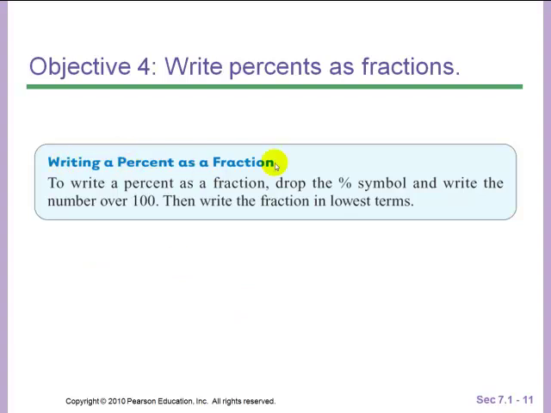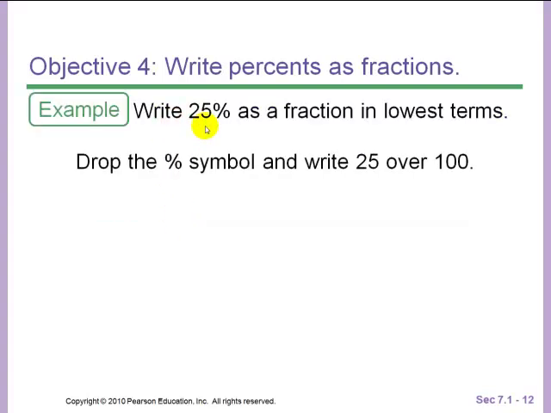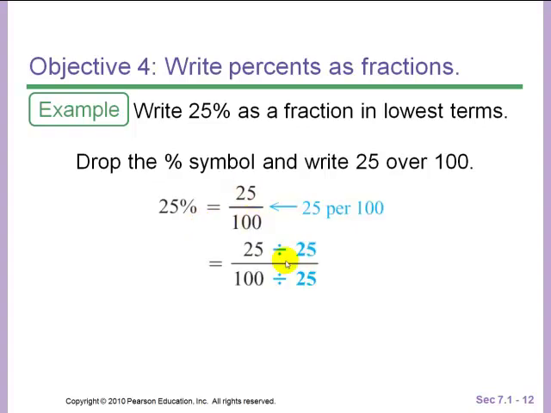Writing a percent as a fraction. To write a percent as a fraction, drop the percent symbol and write the number over 100. Then write the fraction in lowest terms. Basically, remember that percent means per 100. So if you have 25%, that's 25 over 100. Then divide both top and bottom by 25 and we get 1/4. So 25% is the same as 1/4.